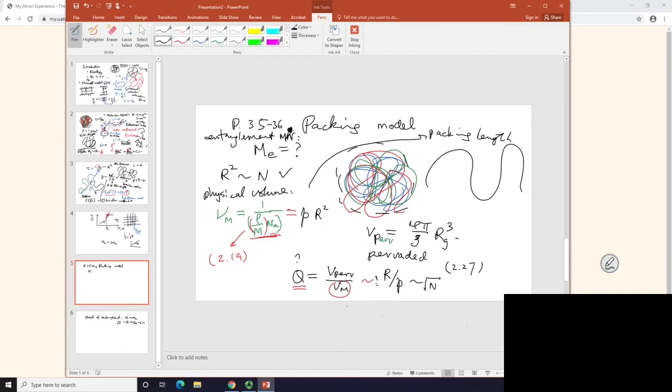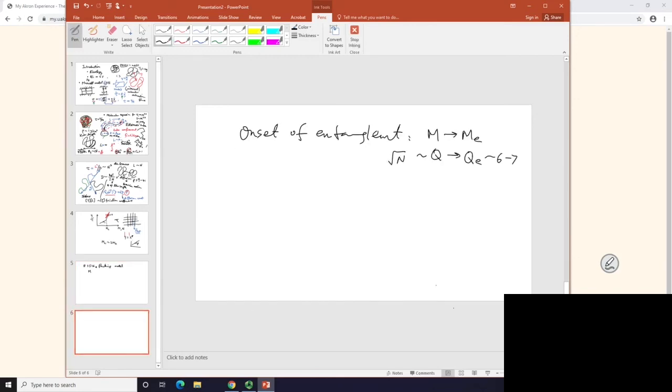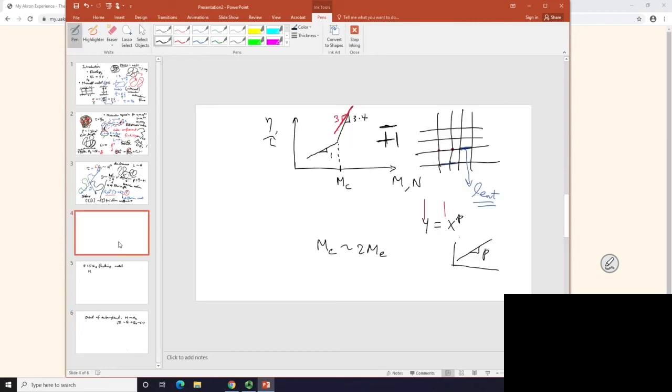M_E is the minimum molecular weight. It turns out, as I jumped on, it is when the Q becomes 6 or 7. M_C is a way to define when the viscosity starts to change from linearly dependent to its critical value. And since we don't talk about M_C anymore, I just say it's about twice of M_E, roughly.